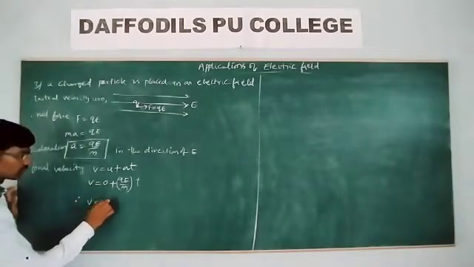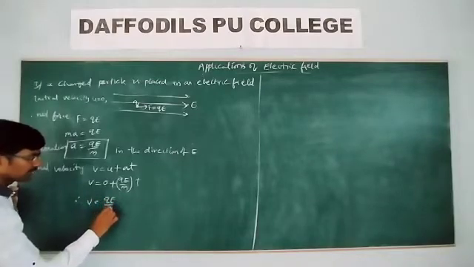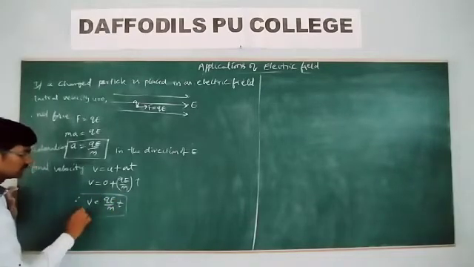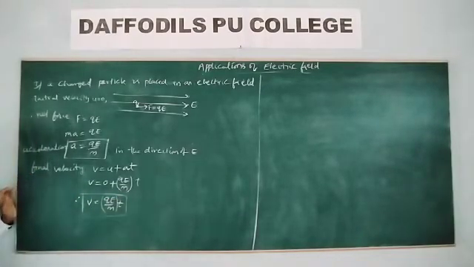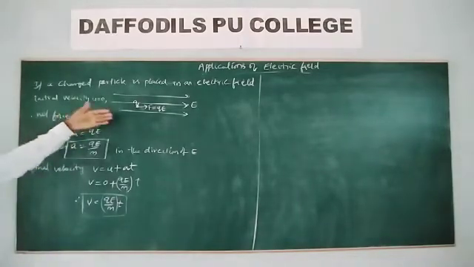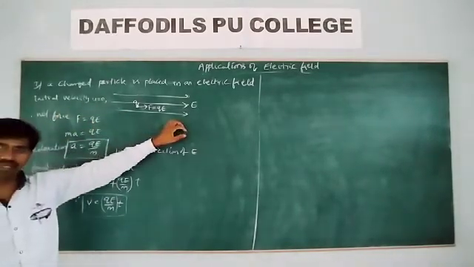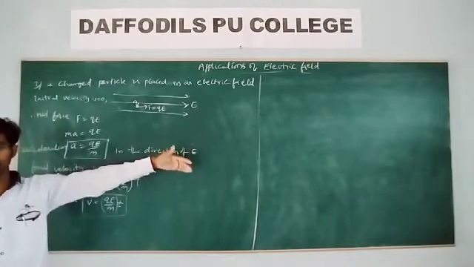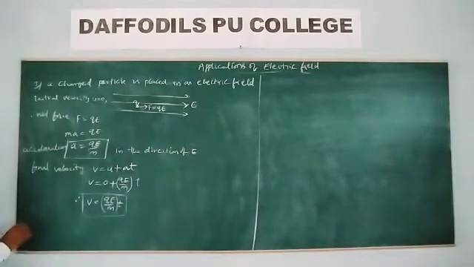Therefore v is equal to QE by m into t, which is the final velocity of the particle. Then what will be the distance traveled by this charged particle in an electric field after a certain interval of time t?